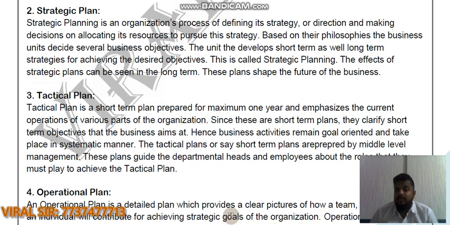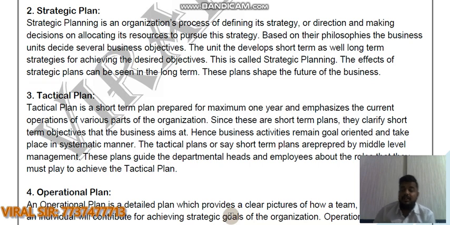These plans shape the future of the business. So strategic planning is important because it generally depends on the mindset of the top level management: how the top level management thinks, what their strategies are, and the strategies that the business implements. They are not for a shorter period of time. They are always for a longer period of time.